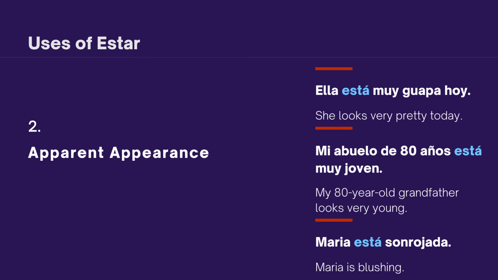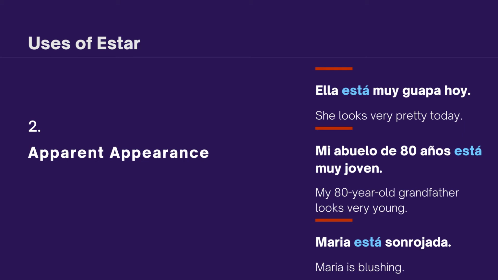You have to be very careful with this use though, because this looks very similar to the physical characteristics when we use ser. Okay? But the difference is that we use Estar when we talk about something or someone who looks a certain way in our eyes, from our own point of view. For example, you could think about your crush and how much you like him or her, and probably other people don't think they are attractive, right? So in your eyes, they are very attractive. That's what makes them your crush, right? So this is apparent appearance, okay?